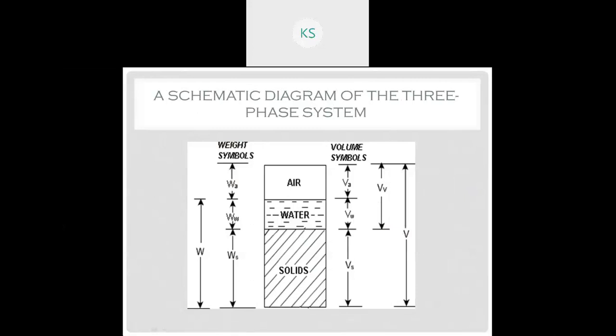You can see. Okay, can you see the screen? Yeah, yeah. Now, sir, now I can see. That's great.